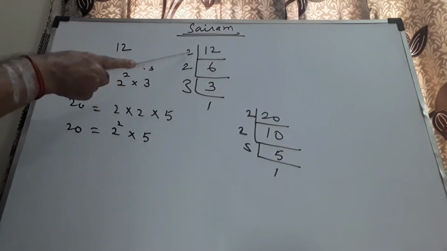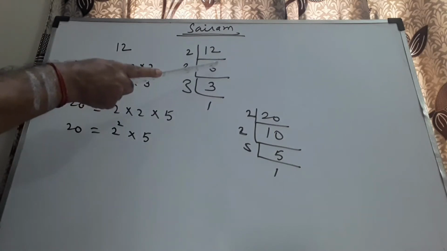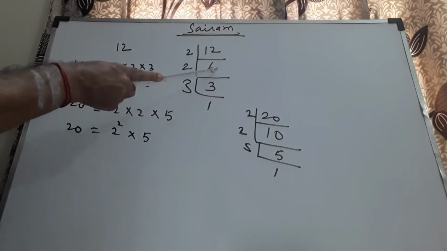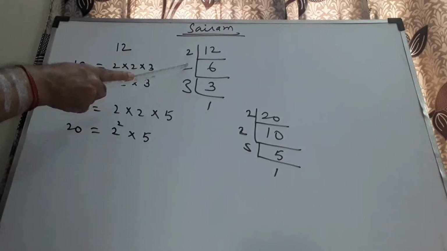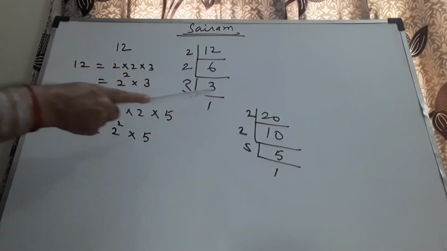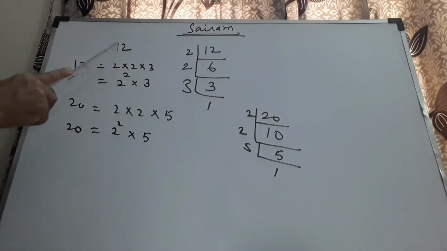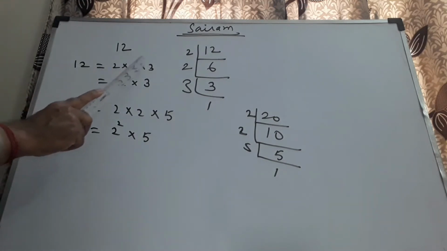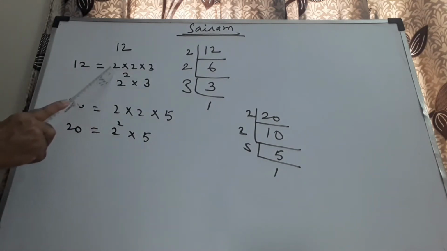Now, 12 divided by 2 gives you 6. 6 is again divisible by 2. 6 divided by 2 will be 3. 3 divided by 3 will be 1. Therefore, I can very well write 12 as 2 into 2 into 3, or I can write it as 2 square into 3.